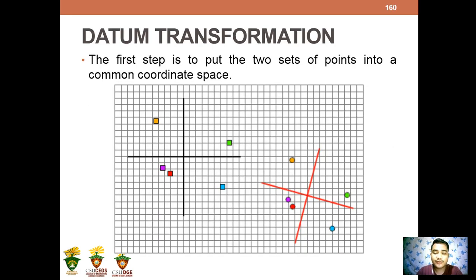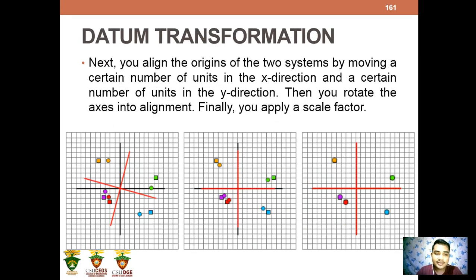So the first step for datum transformation is to put two sets of points into a common coordinate space. Like for example, mao nila ang common coordinates kaning grid, no. So, ang isa ka datum kani, and another datum is kani. So ato siya ibutang sa isa ka place nga pwede na sila i-align, no. Then next, we need to align the origin of the two systems by moving a certain number of units in an x direction and a certain number of units in y direction. Then we're going to rotate the axis into alignment.